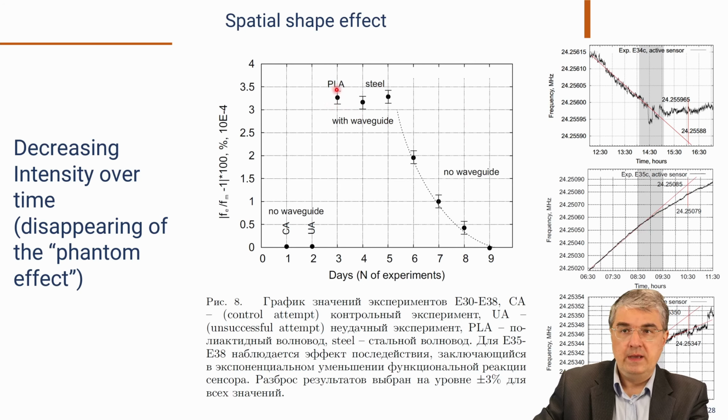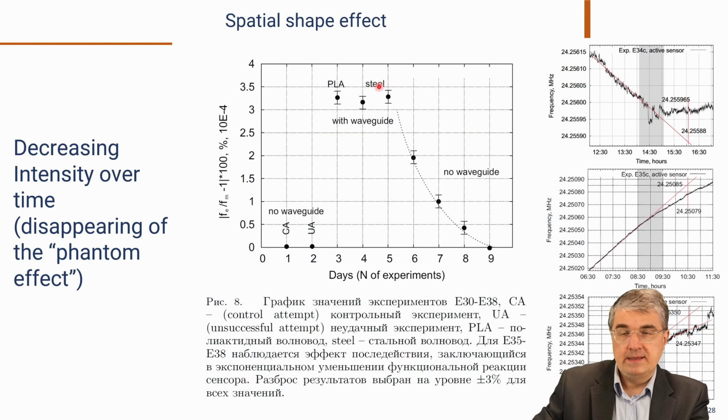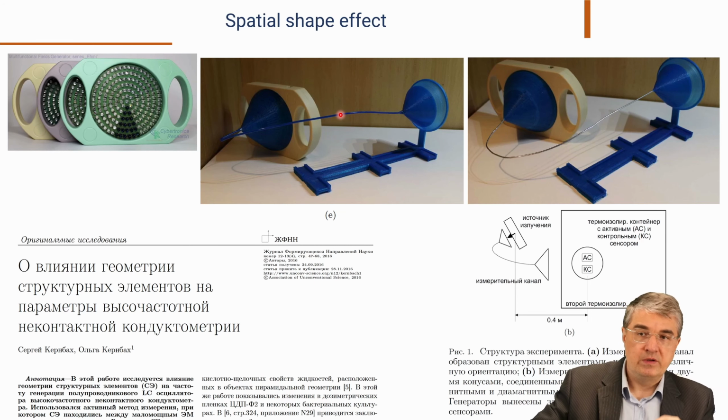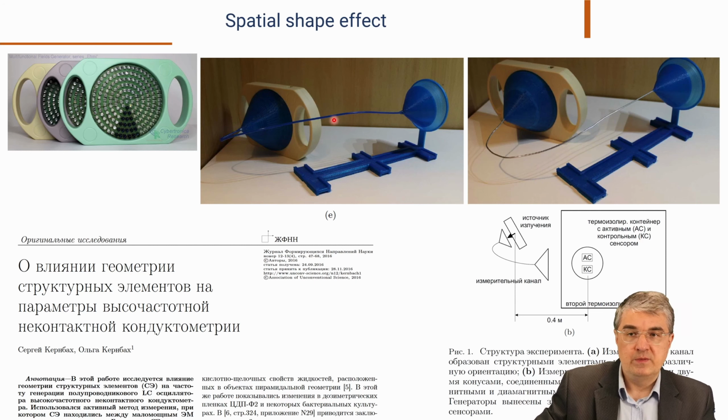First, it was PLA, a kind of polymer used for 3D printing. It's quite flexible. And then we used steel. In fact, we do not see any essential differences between metal and polymer. And to some extent it confirms the idea that the phantom is moving over the surface. It's not in the material, but over the surface of the material. So in fact, the properties of this material do not play any essential role.